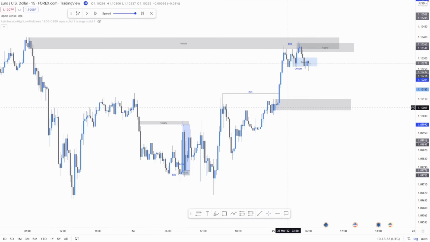Now, this is also liquidity. You could expect price to come back down, filling these gaps. So it's a confirmation really that if you have inefficiency above or below POIs, that you can expect price to come back, fill in the inefficiency before tapping into your zone, okay?